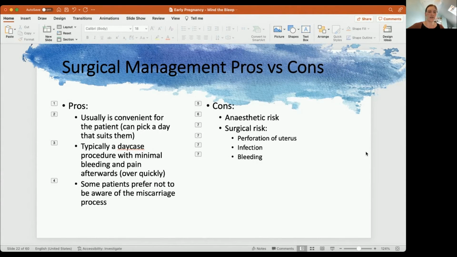So the procedure is usually quite convenient for the patient. They know what day they're going to go, and that's going to be the day they have their miscarriage management, so they can work around that. It's usually a day case procedure, or often only a morning or afternoon procedure. Generally, they don't have a lot of pain or bleeding afterwards. So it's kind of like one day and it's done.